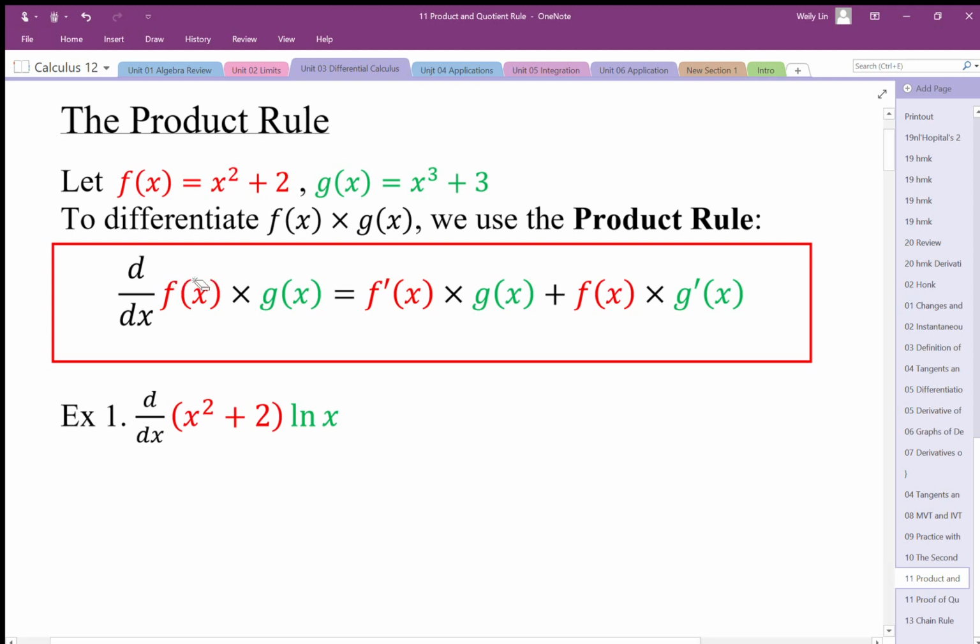So when we have two functions being multiplied together, f of x times g of x, we're going to differentiate the first function and times it by the second function undifferentiated. And then we're going to add that to the first function times the second function differentiated. Okay, so we'll show you just how this works first, and then we'll explain why this happens.